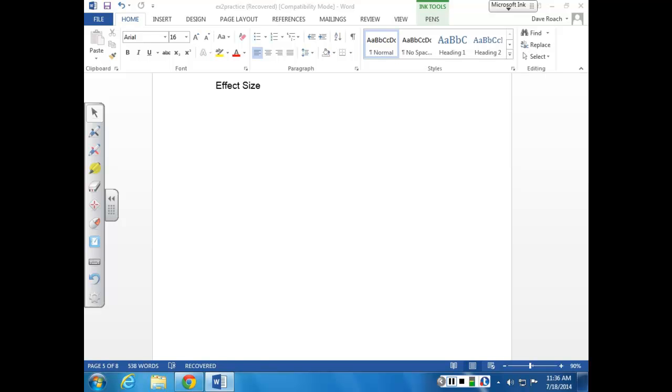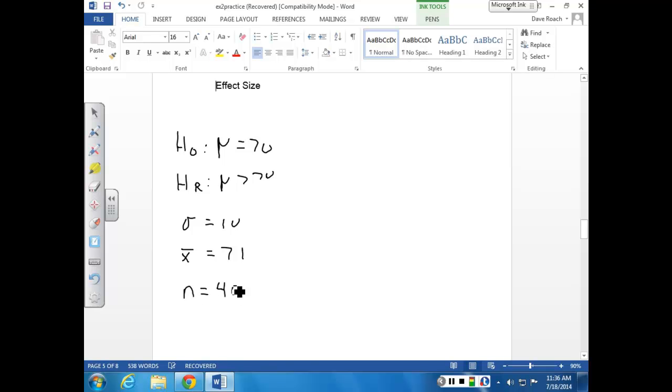So I'll give you an example here. Suppose that we had H0 mu equal to 70 and HA mu greater than 70. We still have that standard deviation of 10. Now let's say we observed a sample mean of 71 and our sample size was 4,000. So I'm going to draw a curve here. I'm drawing it like this for a reason. Our hypothesis is right here.